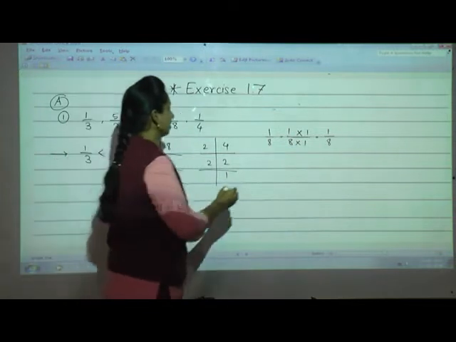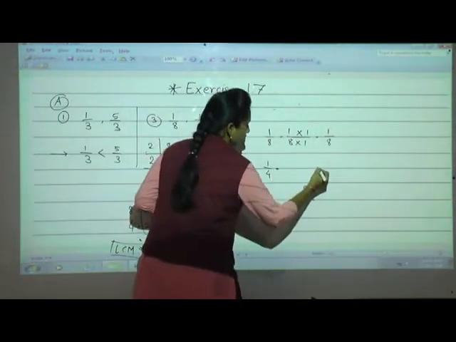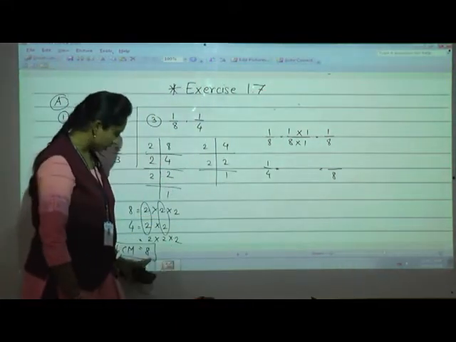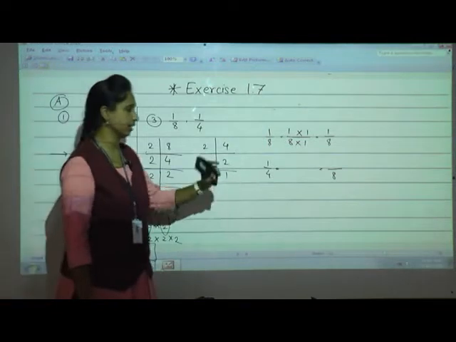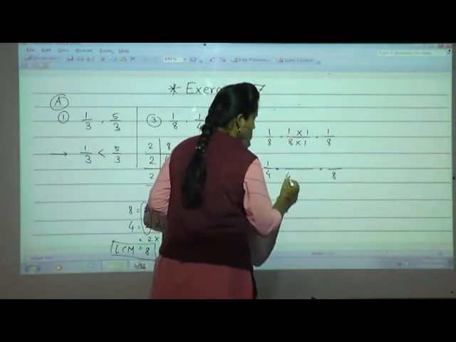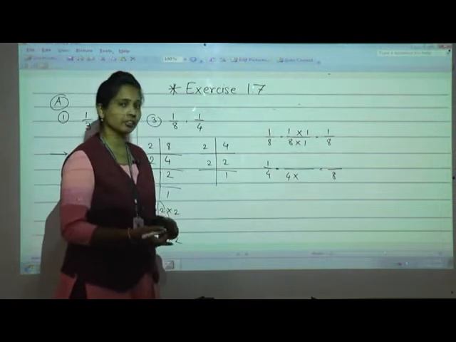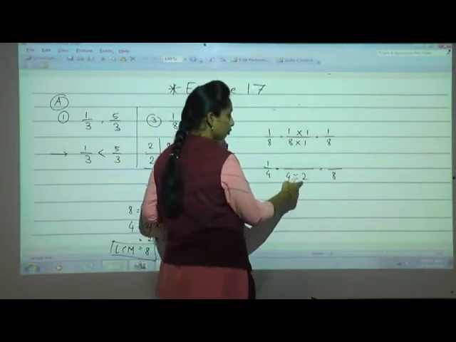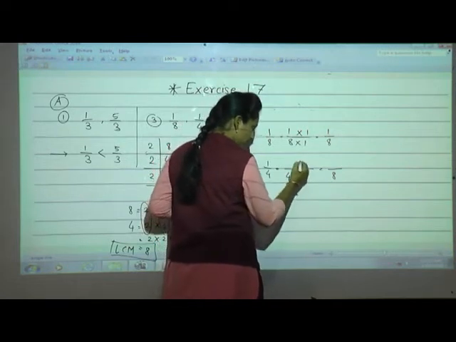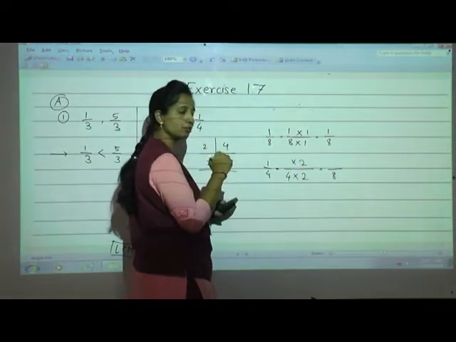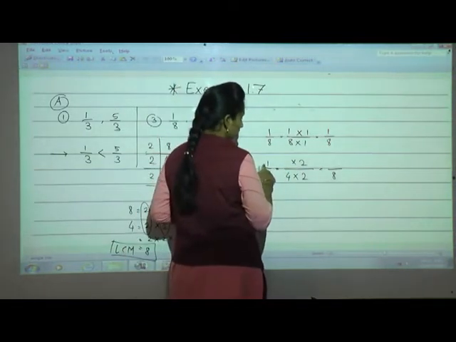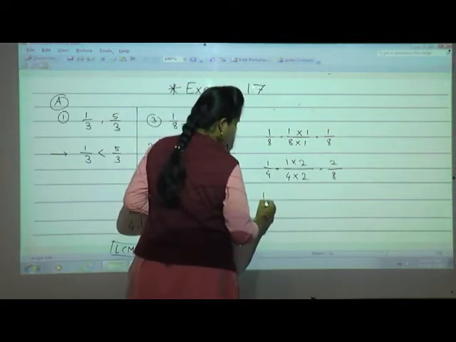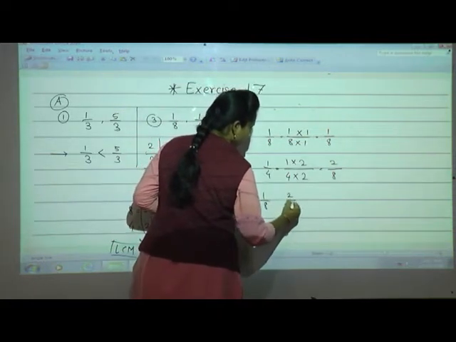Now next number, 1 upon 4. First you have to write 8 directly in the place of denominator, because the LCM is 8. Now we need to multiply. 4 multiplied by what gives 8? 4 2s are 8, isn't it? Now 2 we have taken in the place of denominator, so the same number we have to multiply in the place of numerator also. Now see here, 1 2s are 2. Now see what numbers we got? 1 upon 8, 2 upon 8.